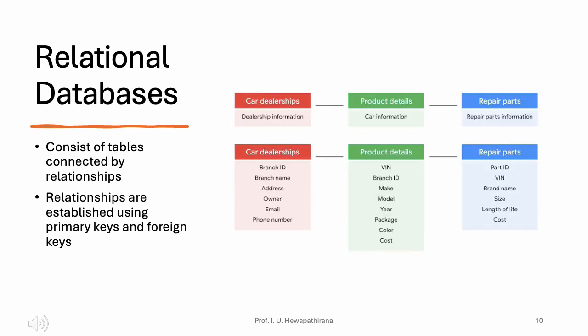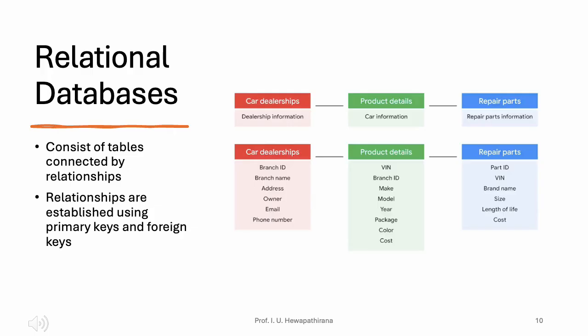Many of you will already have encountered relational databases through your prior study of SQL. In a relational database, data is stored in tables that are connected to one another through defined relationships. These relationships are established using primary keys and foreign keys. Consider the example of a car dealership database.